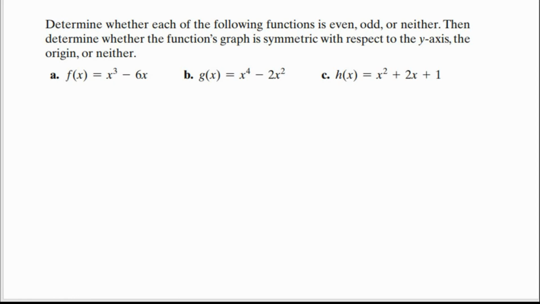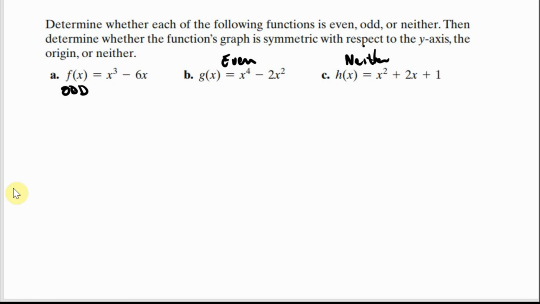So let me write that down. So here, I'll say that this guy is odd, even, neither. But let me show you how the textbook does it, and you just pick your way. I'm fine with either or. You can look at it and tell, and that's good.